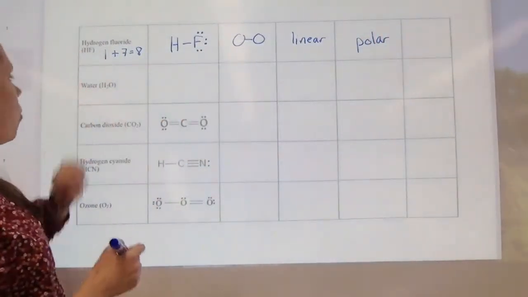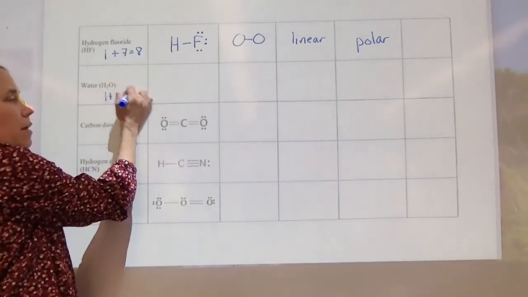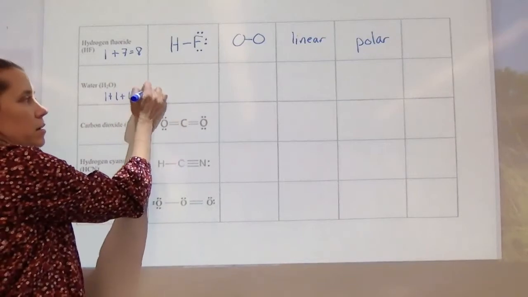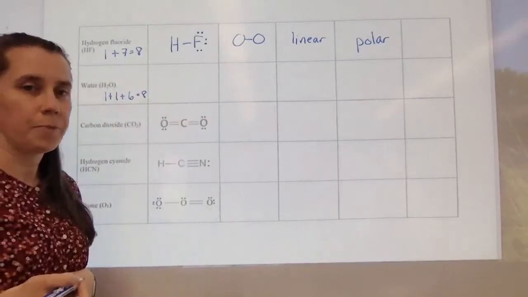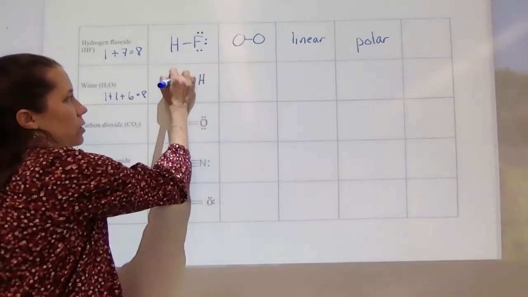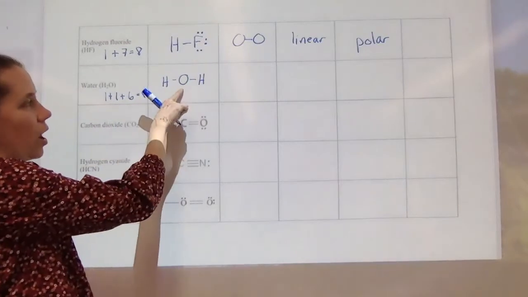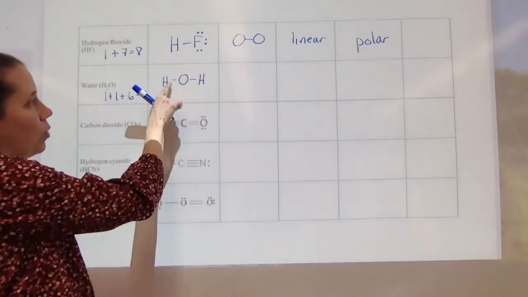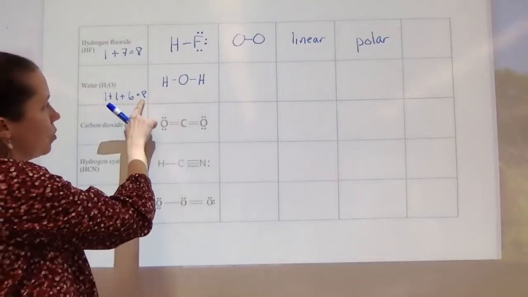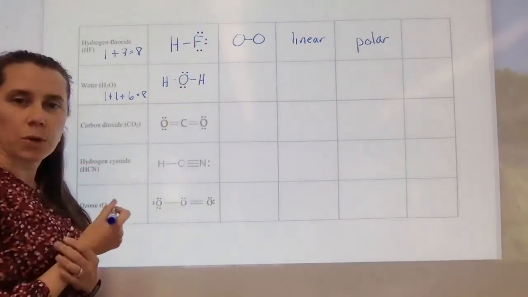All right, water. So each hydrogen has 1, and then the oxygen has 6. So that's 8 electrons altogether. So we'll put oxygen in the middle because hydrogen can only make 1 bond. Okay, and then our oxygen only has 4 electrons. We'll need to put 4 more on to get to 8. And so that's what it will look like.